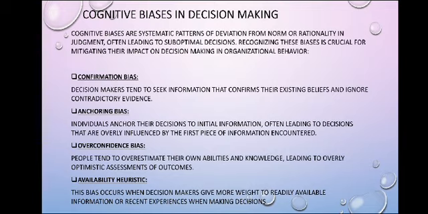Firstly, we'll see about the confirmation bias. Decision makers tend to seek information that confirms their existing beliefs and ignore contradictory evidence. Anchoring bias. Individuals anchor their decisions to initial information, often leading to decisions that are overly influenced by the first piece of information encountered. Overconfidence bias. People tend to overestimate their own abilities and knowledge, leading to overly optimistic assessment of outcomes. Availability heuristic. This bias occurs when decision makers give more weight to readily available information or recent experiences when making decisions.